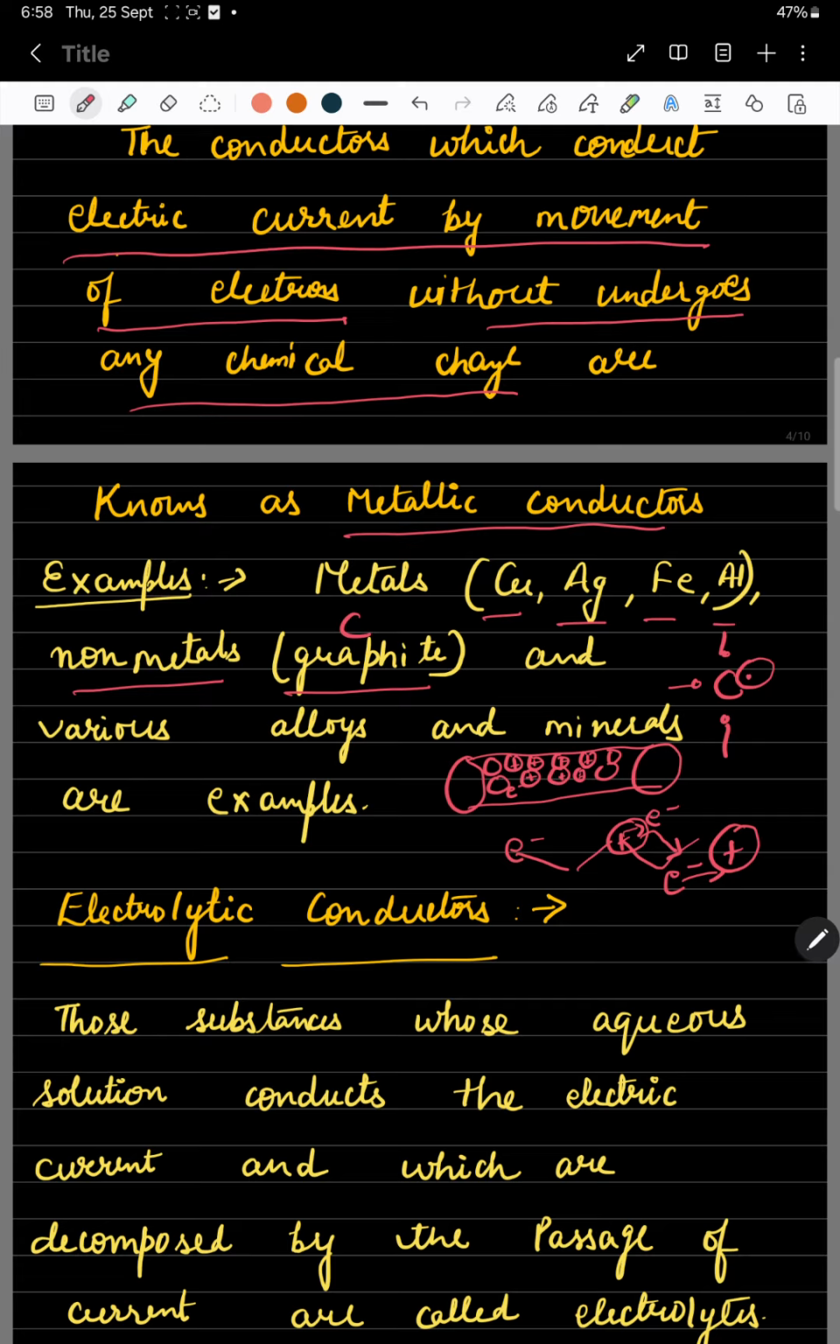What is the meaning of delocalized? Its position is not fixed. It is moving completely randomly throughout the structure. So what would happen? This is responsible for the electricity conduction. And various alloys and minerals are also examples. Many alloys are also capable of electricity conduction, and many minerals are also capable of electricity conduction.